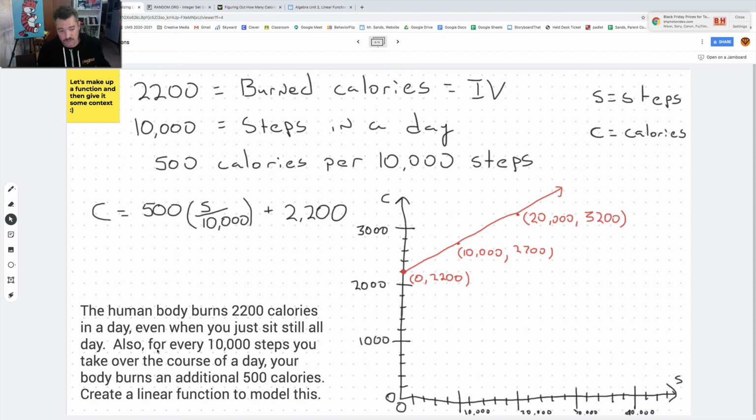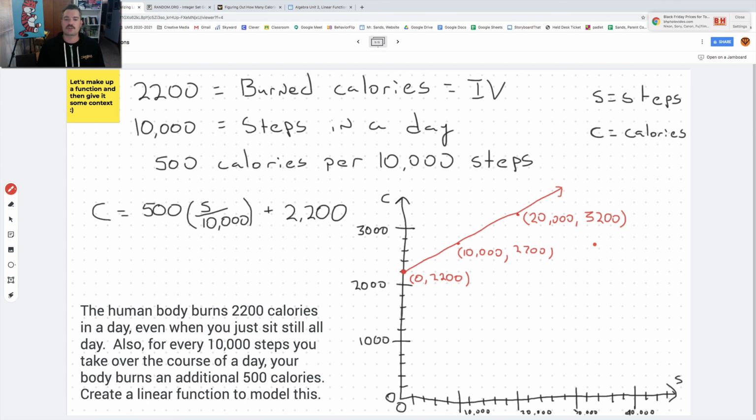The problem in word form would say something like: the human body burns 2,200 calories in a day, even when you just sit still all day. Also, for every 10,000 steps you take over the course of a day, your body burns an additional 500 calories. Create a linear function to model this. We've done all this. We have our rate of change, we have our independent variable, we have our dependent variable, and we have our y-intercept. So everything is here, and we were able to make up a function on the spot and give it some context. So this is just what I did.